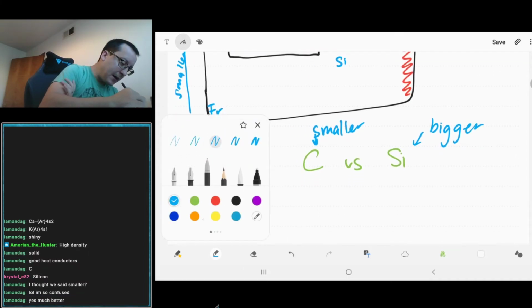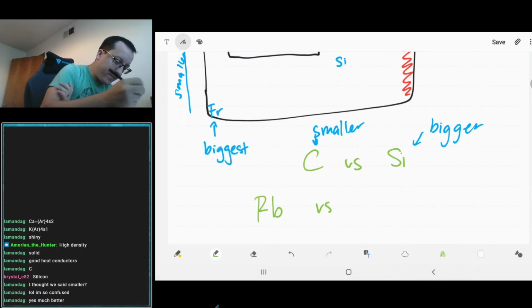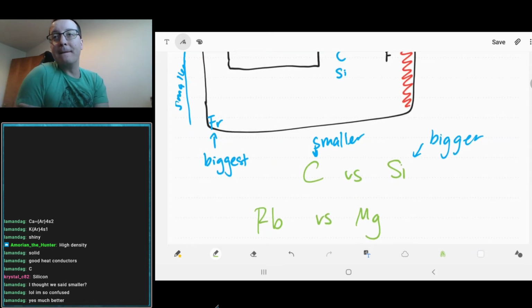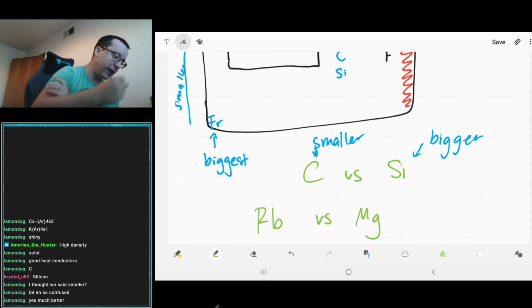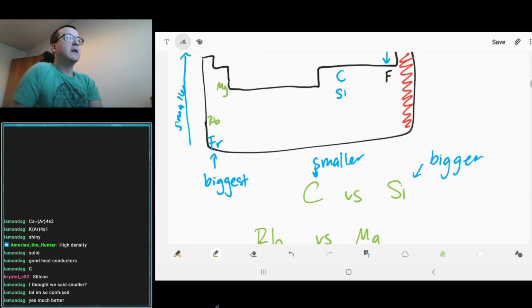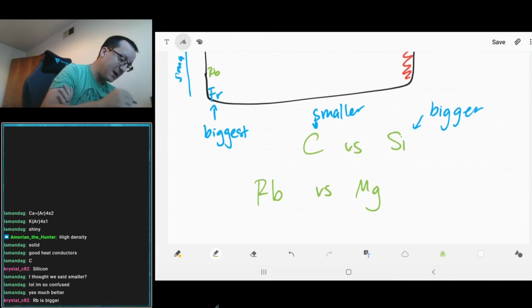Okay, cool. In that case, let's do another comparison. Rubidium and magnesium. Let's find those on the periodic table. Rubidium is somewhere over there. Magnesium is up there. So which one of these is going to be bigger? This time I said bigger. Okay, I will remember. Which one of these guys is going to be bigger? Rubidium is going to be bigger, yes.